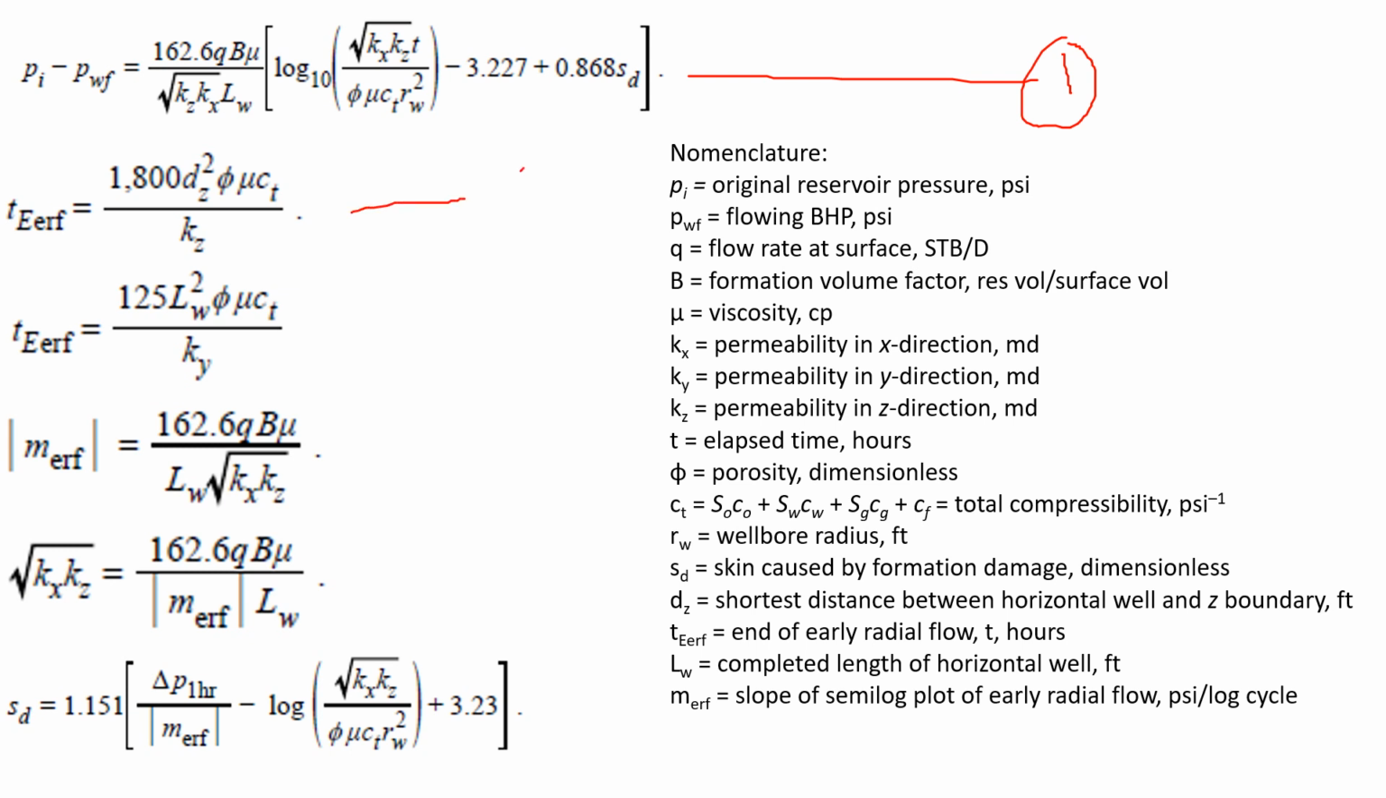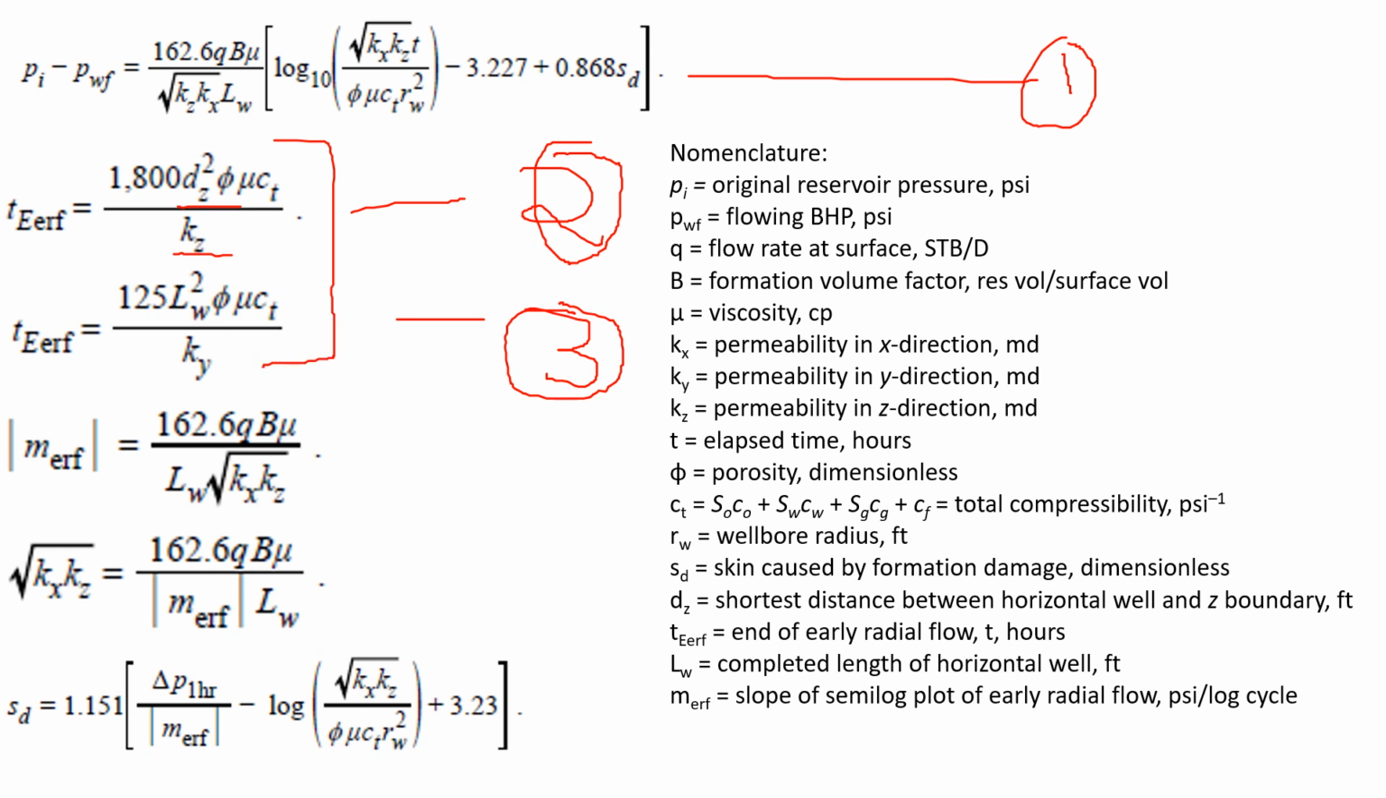Equation 2 says that the period must end when the transient reaches the nearest boundary, small dz, from the well. This equation includes permeability in the vertical direction. The radial flow regime may also end when flow from beyond the end of the wellbore becomes important. This is given by equation 3, where Lw is the completed length of the well and Ky is the permeability in the direction parallel to the wellbore. The actual end is the lesser of the two times calculated from equations 2 and 3.